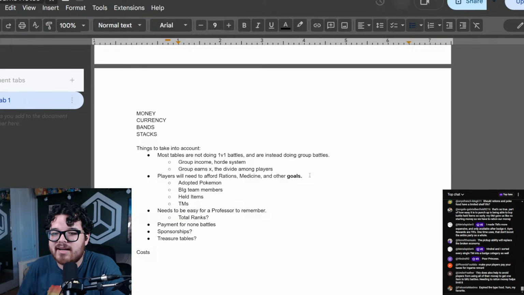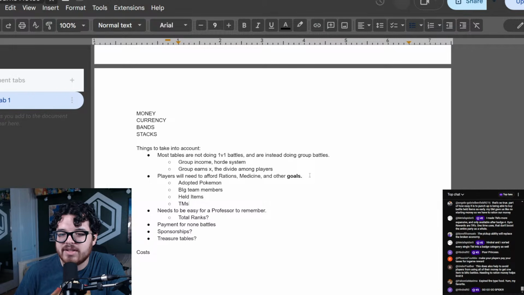Let's see here. Make your players pay your taxes for an in-game reward. Hey, that goes crazy. It also helps to avoid players from using all their money to get one item to blitz battles. Needing to ration money helps limit it. Expired fire-type food. Yum, my favorite.